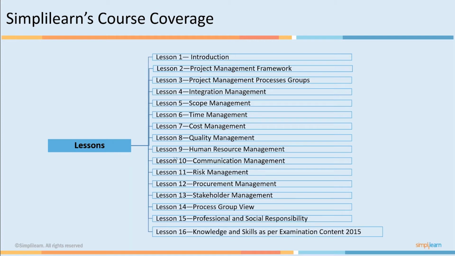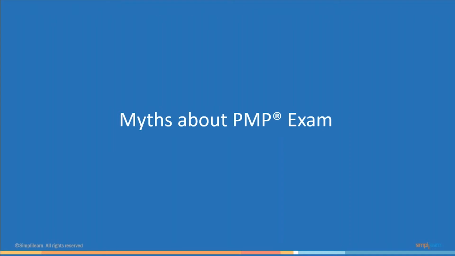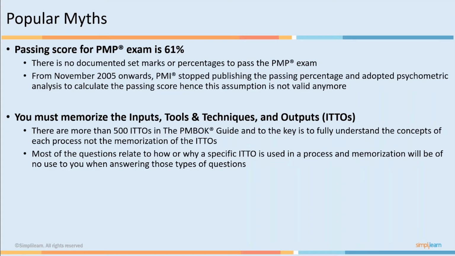Coming to the next, myths about the PMP examination. Here a lot of your questions are going to be answered. One of the most popular myths is that you need to have 61% marks to clear the PMP examination, which is absolutely wrong. From November 2005 onwards, PMI stopped publishing the passing percentage, and they adopted psychometric analysis. So I'll tell you how it happened.